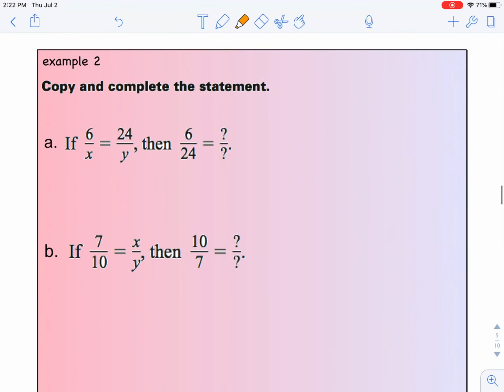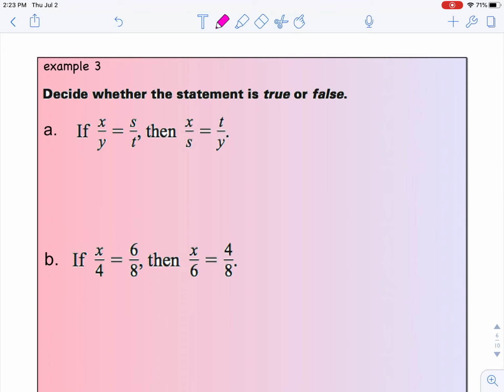Moving on, now we're going to use those properties to copy and complete the statement. It says if 6 over x equals 24 over y, then 6 over 24 equals what? They moved the 24 down here, so the x has to go up there. That's exchanging the means, so the answer is x over y. In the second example, you have 7 over 10 equals x over y, then 10 over 7 equals what? Here they took the reciprocal, so 10 over 7 equals y over x.